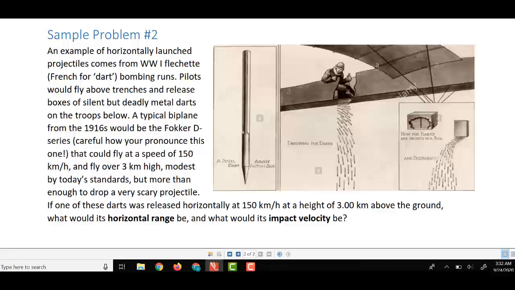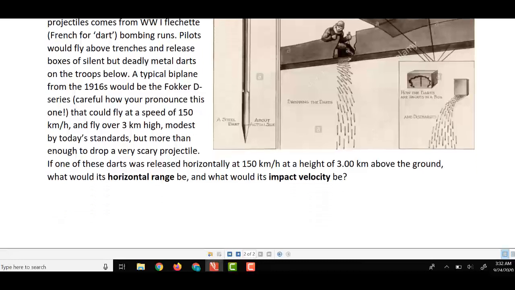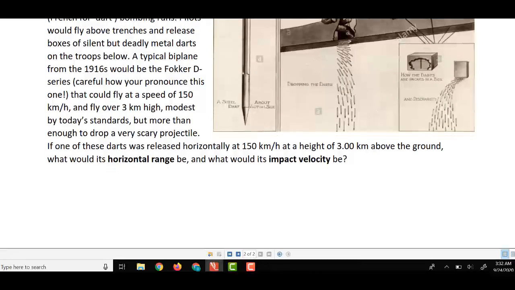Given the amount of fear that this would cause, it would certainly suppress enemy fire from down below. In the beginning, people would take pot shots at the planes flying over the trenches, but that was much less appealing when a hail of silent but deadly darts were about to potentially come down on you. Okay, so our information here: traveling at approximately 150 kilometers an hour, 3 kilometers above the ground.